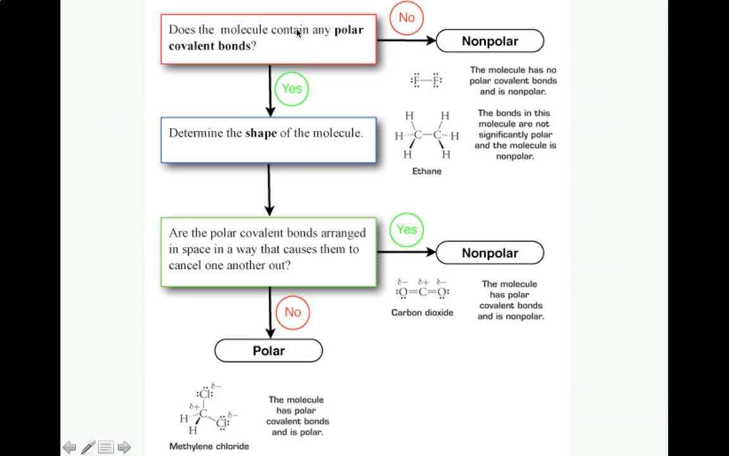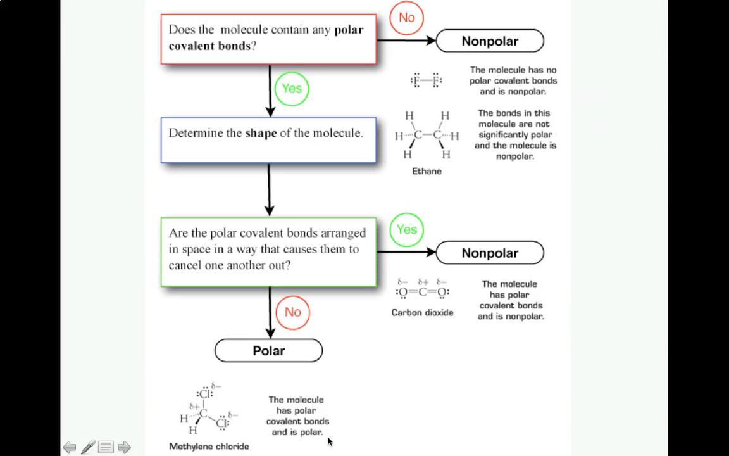If yes, they contain polar bonds, we determine the shape of the molecule first, so that's where we do our Lewis diagram, and then we do our VSEPR shape rules. We'll determine the shape, and then we ask ourselves, are there polar covalent bonds arranged in space in a way that causes them to cancel out, like our tetrahedral or our linear? If so, then it would be nonpolar overall. If no, then it could be polar overall.